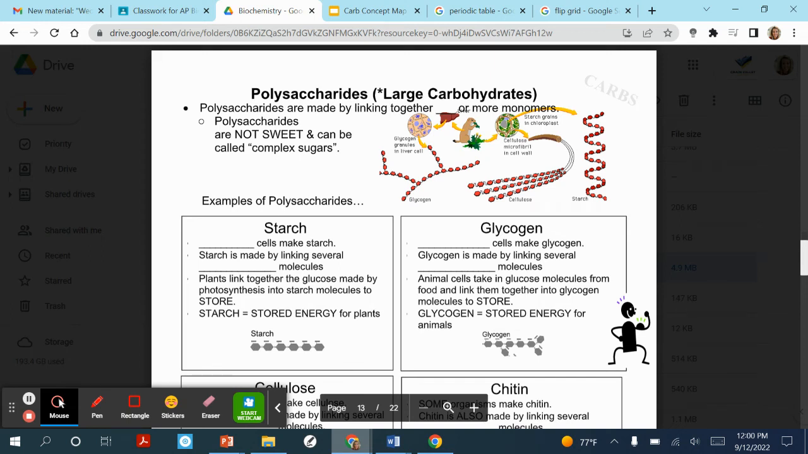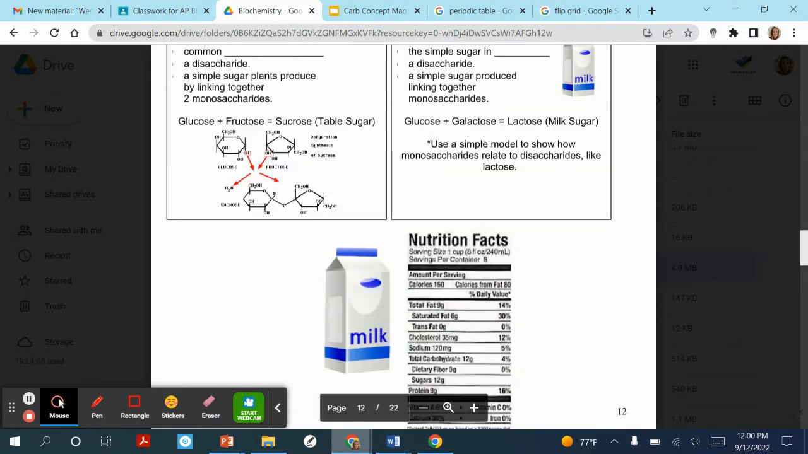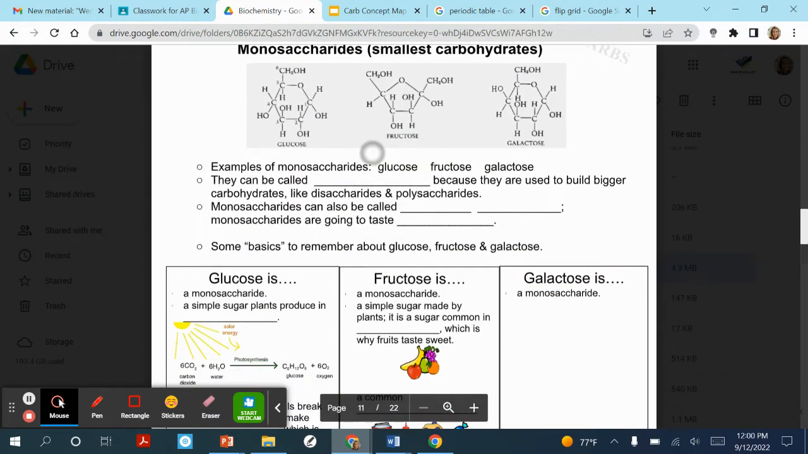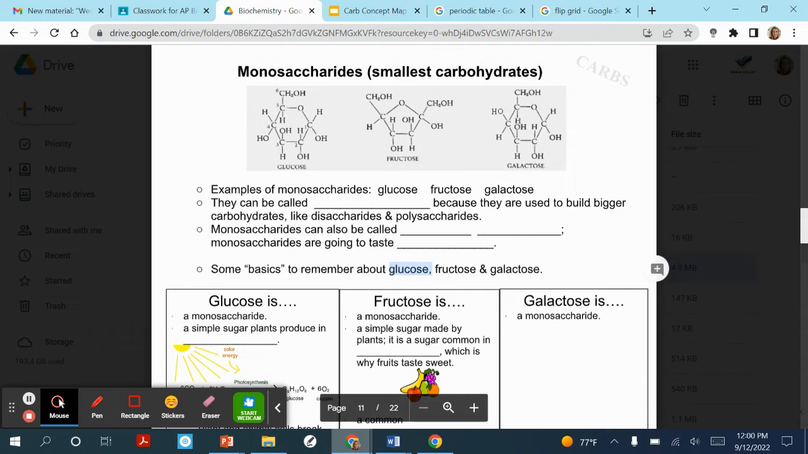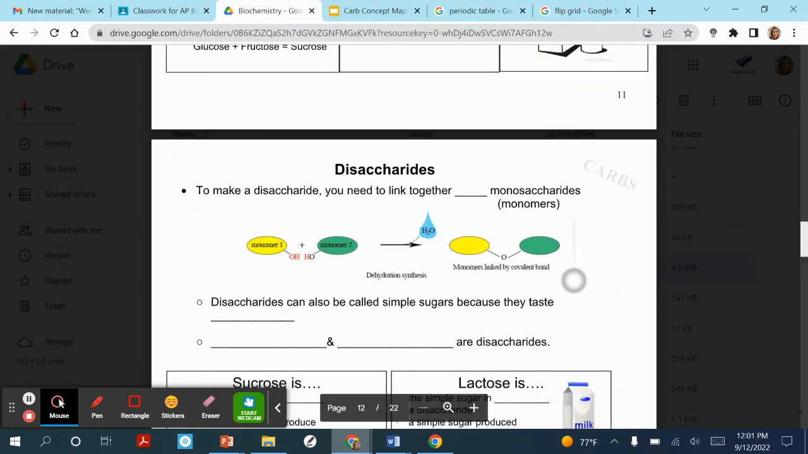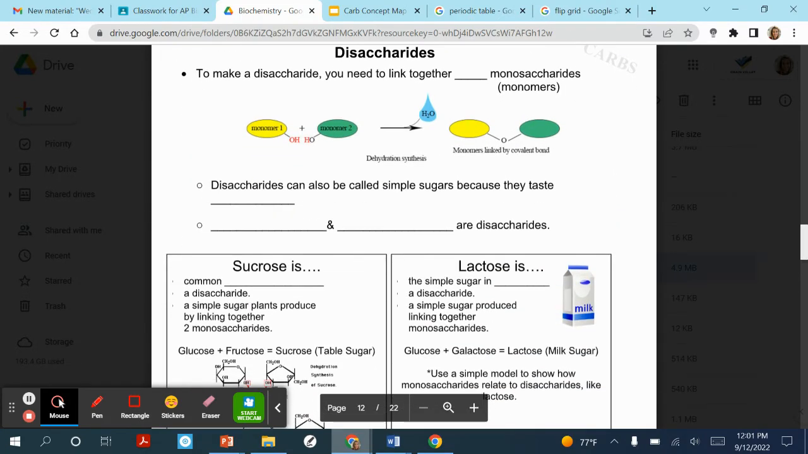On this page of our notes, we're going to talk about the third type of carbohydrate that we haven't discussed yet. Remember that carbohydrates can be arranged into three groups. We have monosaccharides, disaccharides, and polysaccharides. And so we have talked about monosaccharides. They're the simple molecules that we can use to build these bigger molecules. To make a disaccharide, we're going to need two of the monosaccharides.